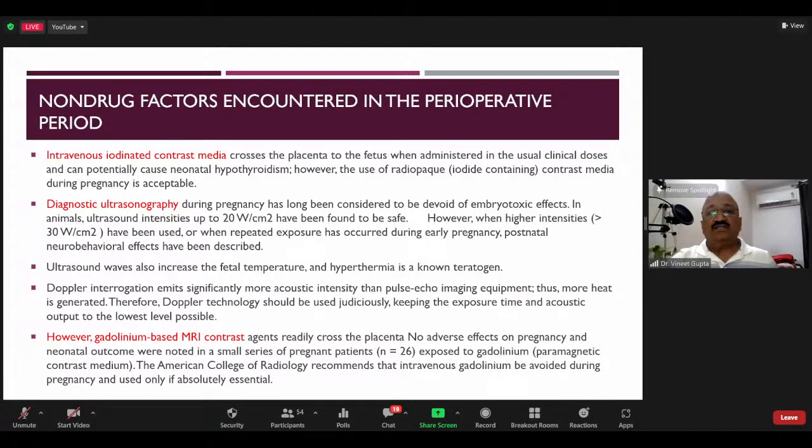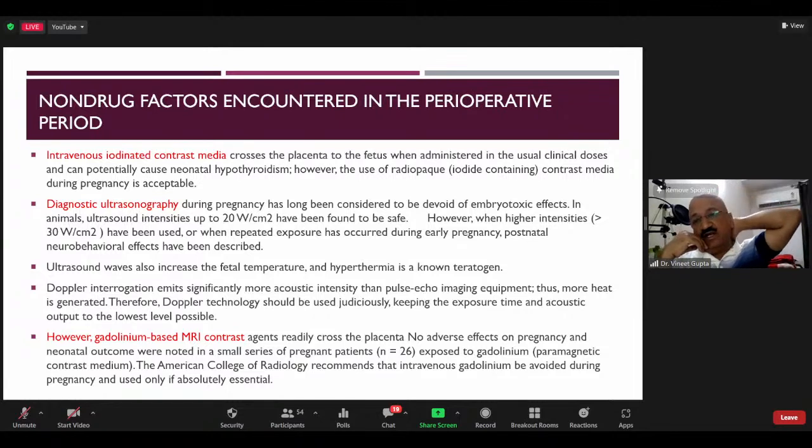The non-drug factors encountered in the perioperative period: intravenous iodinated contrast media can cross the placenta, go to the fetus, and can cause hypothyroidism in the fetus. Then diagnostic ultrasonography is usually considered very safe, and intensities up to 20 watt per centimeter have been found to be safe. However, when higher intensities, more than 30 watt per centimeter, have been used, or when repeated exposure has occurred during early pregnancy, postnatal neurobehavioral effects have been described.